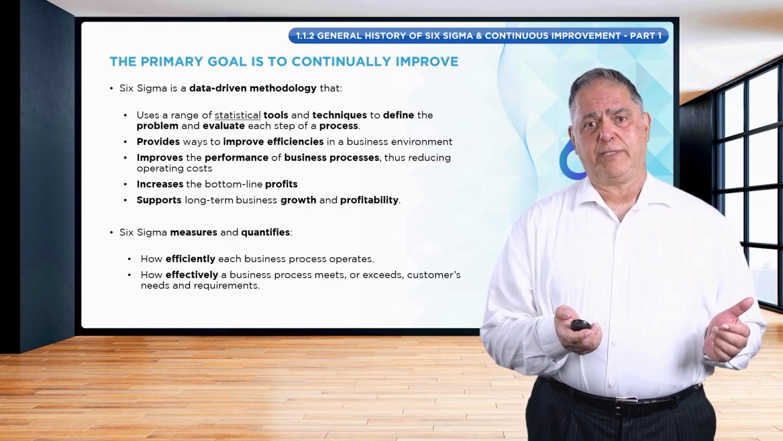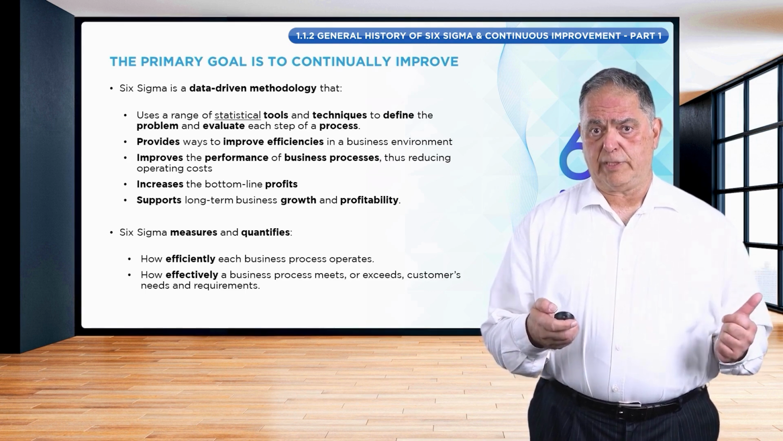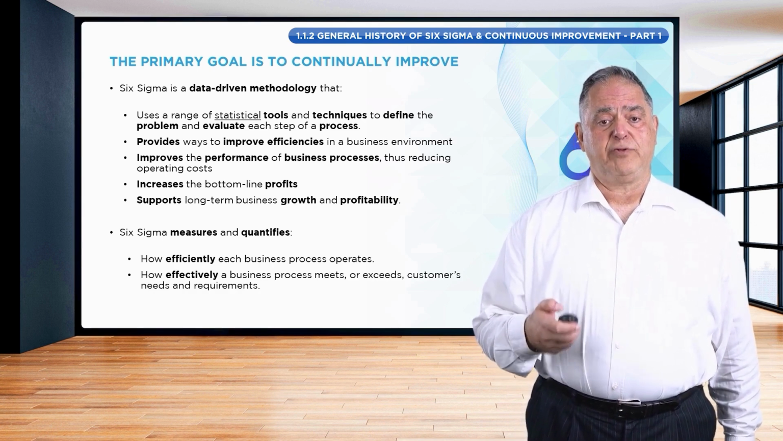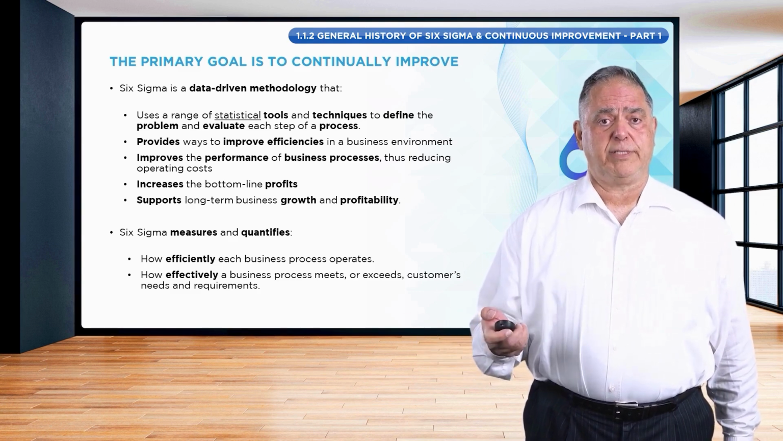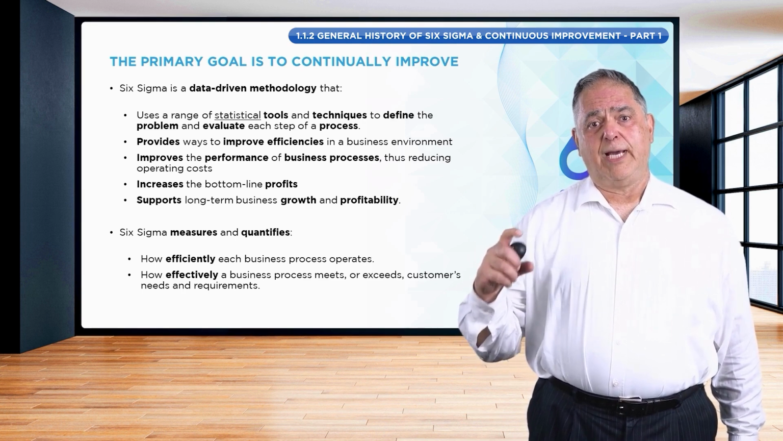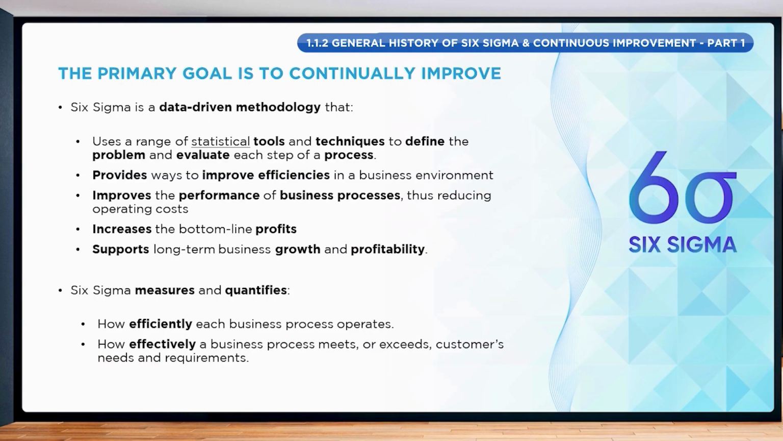And eventually this leads to the reduction of the operating cost in order to run a particular process. It improves the performance of business process, and this results in reduction of operating costs. This reduction in operating costs adds to the bottom line of the business. Six Sigma methodology also supports long-term business growth and business profitability. And these are two very important elements of each business strategy.